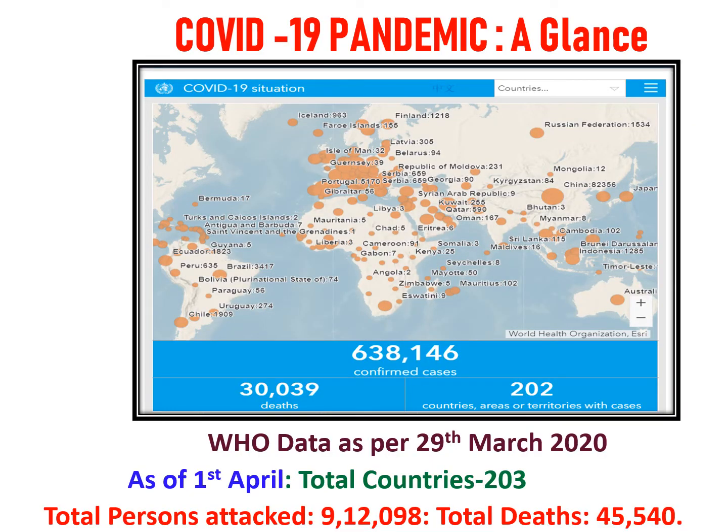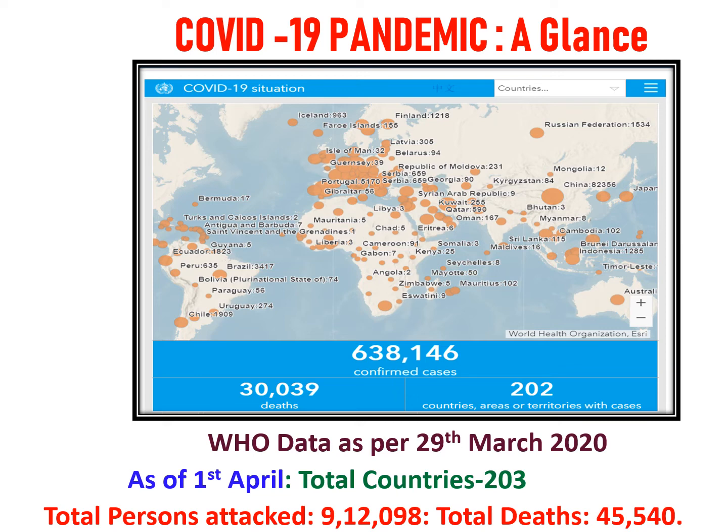Yes, if you look at the data here, this is the global scenario. And as of 29th March, this was the scenario of this COVID-19. That is the reason we are calling it a pandemic. All these brown dotted countries are infected countries because of this coronavirus.